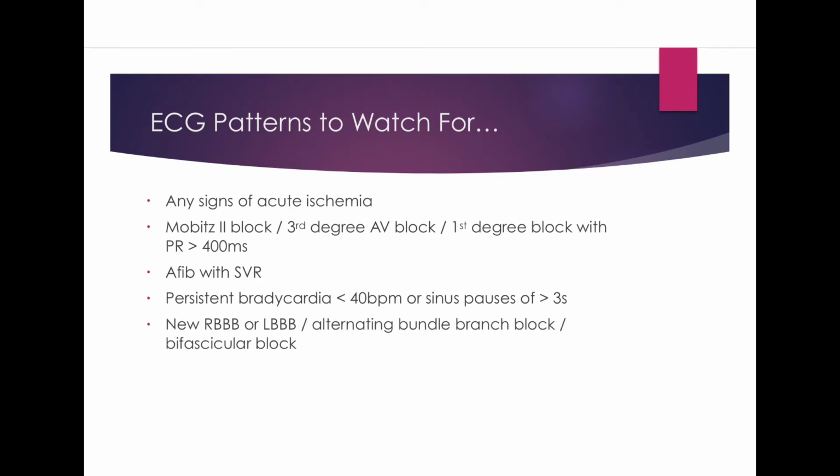A new right or left bundle branch block, alternating bundle branch block, or a bifascicular block, which would be the combination of a right bundle branch block with a left anterior fascicular block or a left posterior fascicular block, would be suggestive of progressive conduction system disease, which can eventually progress to a complete heart block, and this should be addressed as well.